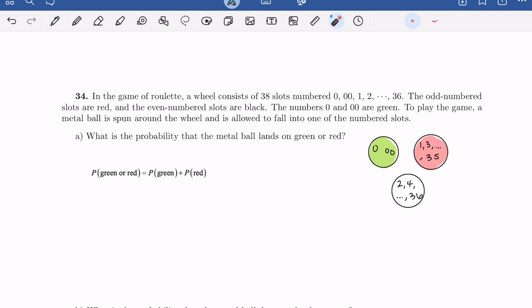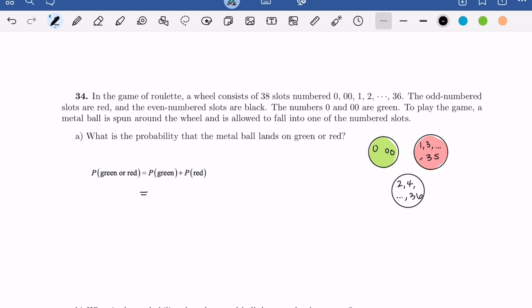So for part A, what is the probability that the metal ball lands on green or red? So I have this formula here. This is the addition rule for disjoint events. So these are mutually exclusive. They don't have any outcomes in common. So no intersection like we saw in the last example. And this is displayed here with these three events not intersecting. So if we want to find the probability that green or red is going to occur, we're going to find the probability that green occurs plus the probability that red occurs.